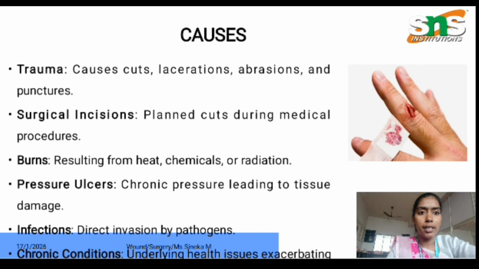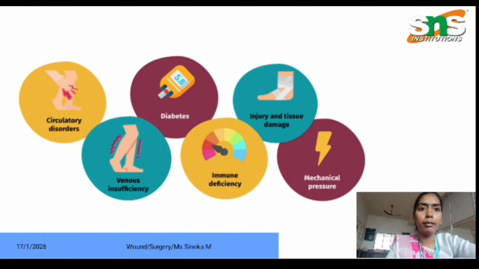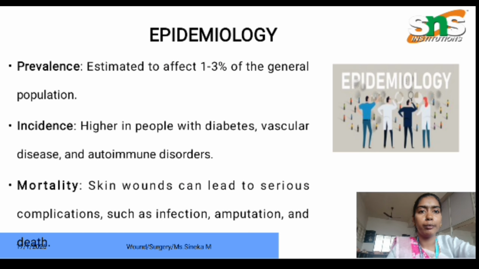Next is pressure ulcers. Chronic pressure may lead to tissue damage and also lead to skin wounds. Next is infection. Direct invasion by pathogens can trigger wound formation. Next is chronic conditions such as diabetes mellitus or hypertension. Circulatory disorders, diabetes, venous insufficiency, immune deficiency, injury and tissue damage, mechanical pressure also lead to wound. These are all the common causes for the wound.